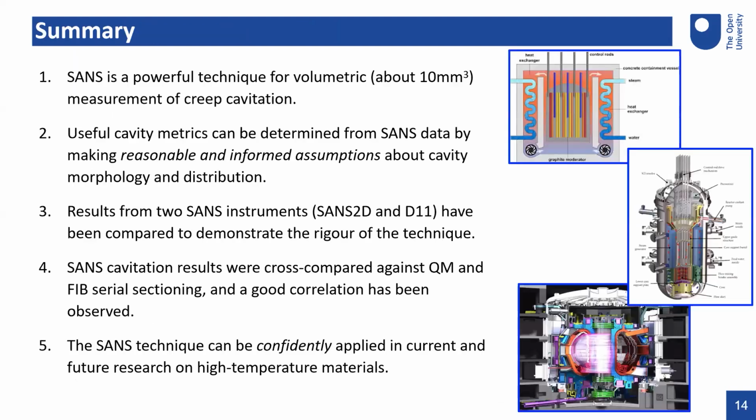So in summary, SANS is a powerful technique for volumetric measurement of cavities. As I said, you're measuring about 8 to 10 millimeter cube. There is some useful information you can extract from the data, but you need to make some assumptions and you need to know the sample, for example, by metallography or another technique. You need to know what the shape of the cavities is, what the distribution is, and what the nature of the cavities and carbides is. For example, if you are looking at the 316.